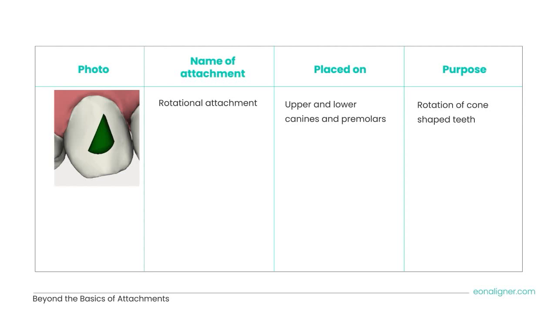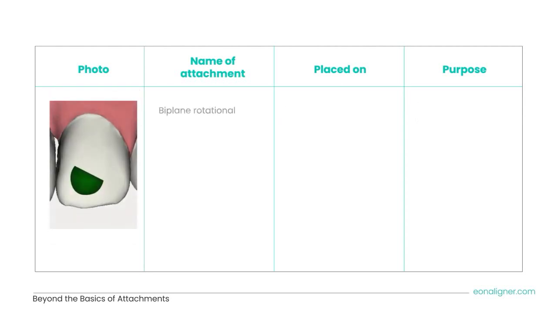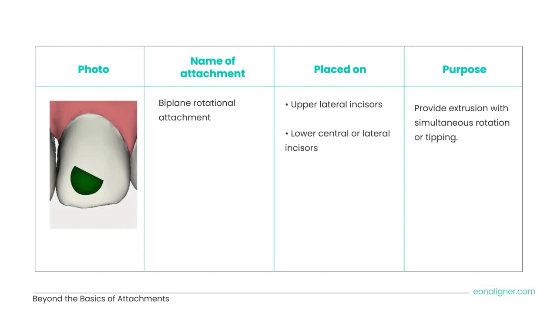Here is the biplane rotational attachment. This is usually placed on upper lateral incisors and lower central or lateral incisors. The planes of this attachment will help provide extrusion with simultaneous rotation or tipping.